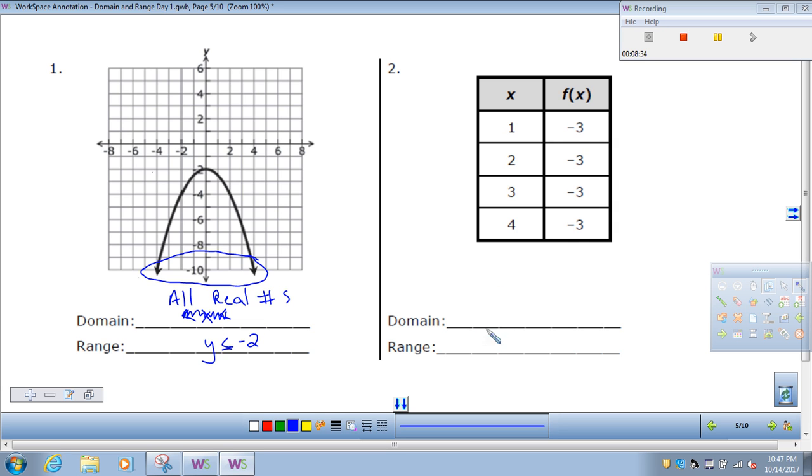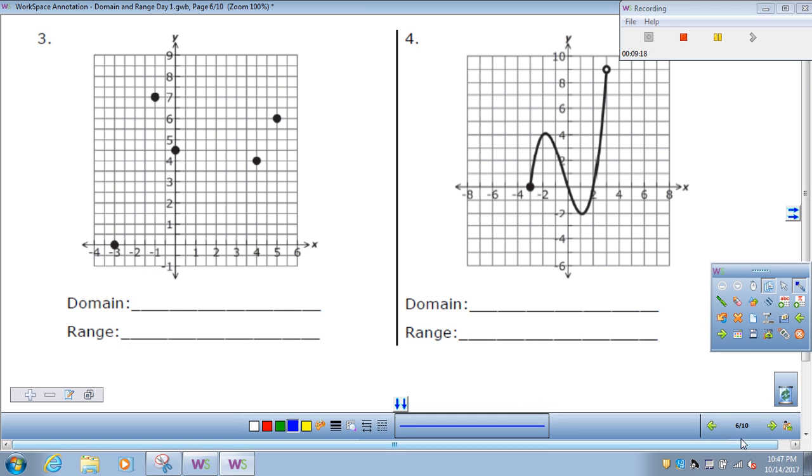Okay, this is discrete data, so all we have to do is to list it. So we have 1, 2, 3, 4. And then for my y's, they're all negative 3. So I just need to list that once. And that's my domain, or my range.